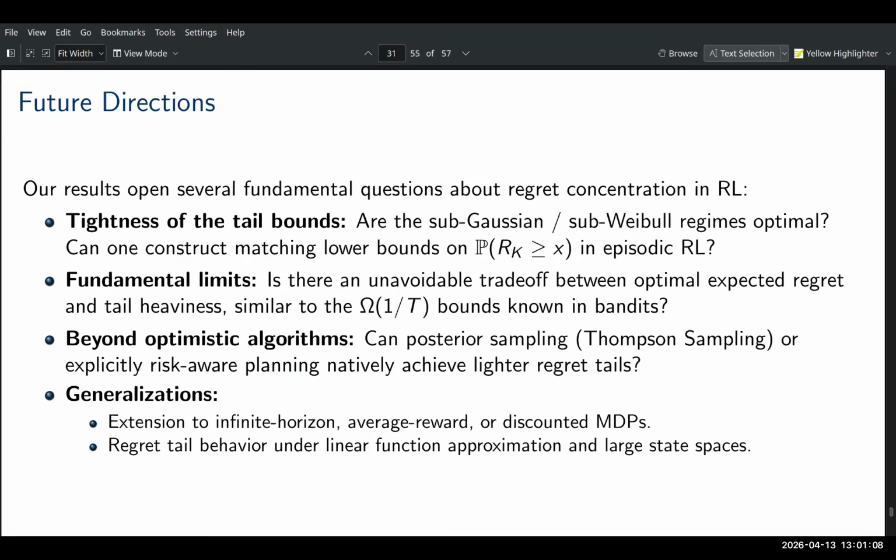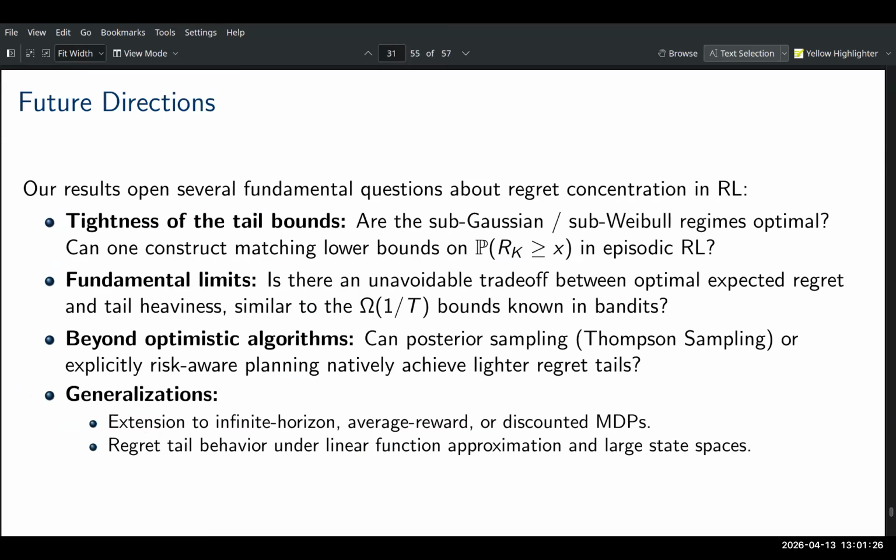Future work. Almost everything here is open. Why are we doing optimistic algorithms, why are we not looking at Thompson sampling, why are we not looking at Bayesian learning? What are the tails for those? I don't know. What are the moments? I have no idea. The moment generating function is still unknown.